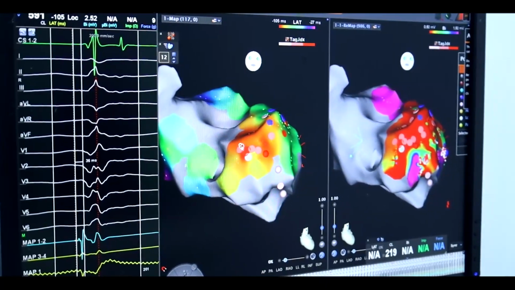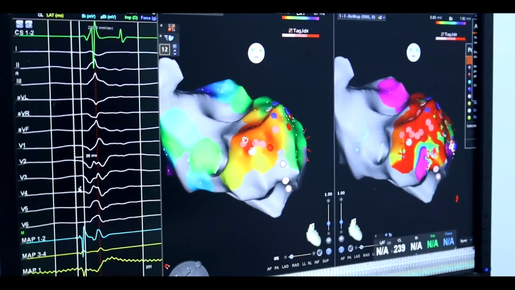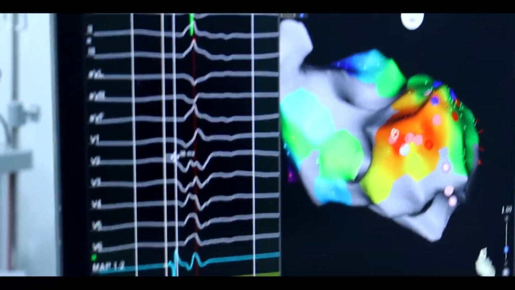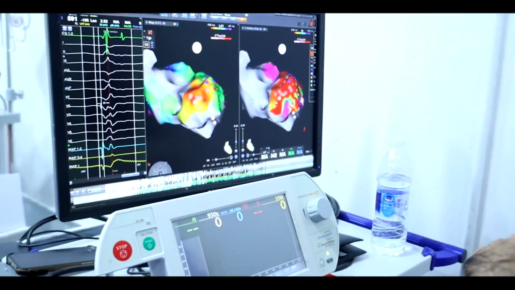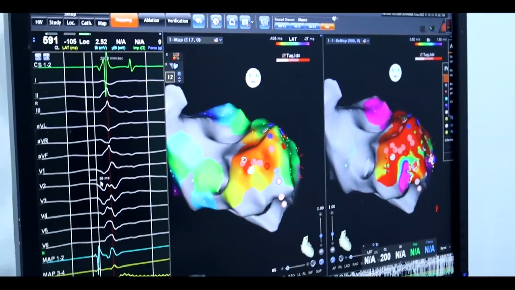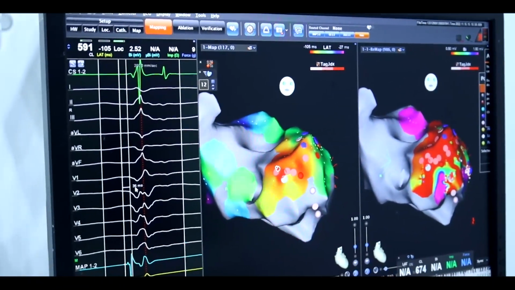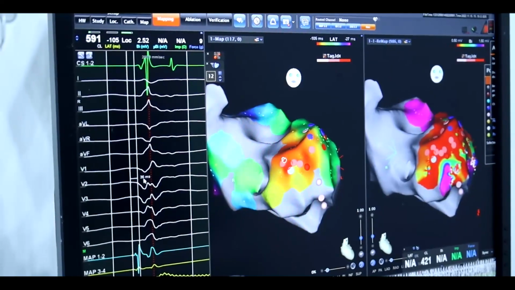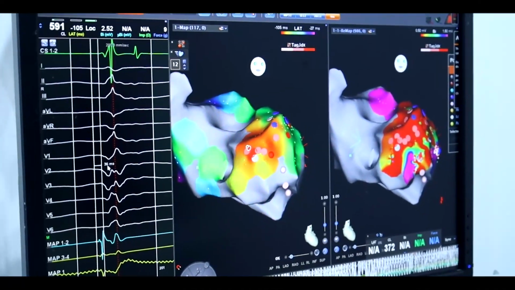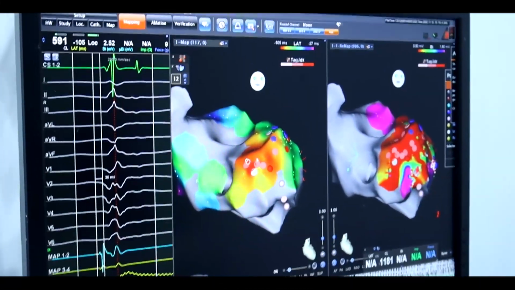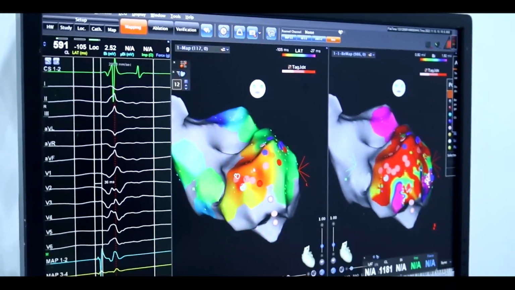Okay. And this is the earliest point. We were mapping during the firing PVC to get the earliest potential, as it is an automatic focus. 36 milliseconds before the clinical PVC. And the low voltage identifies the area of the scar.